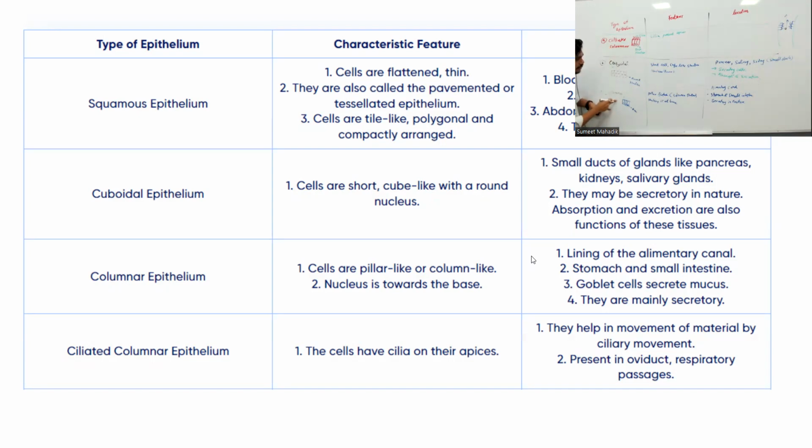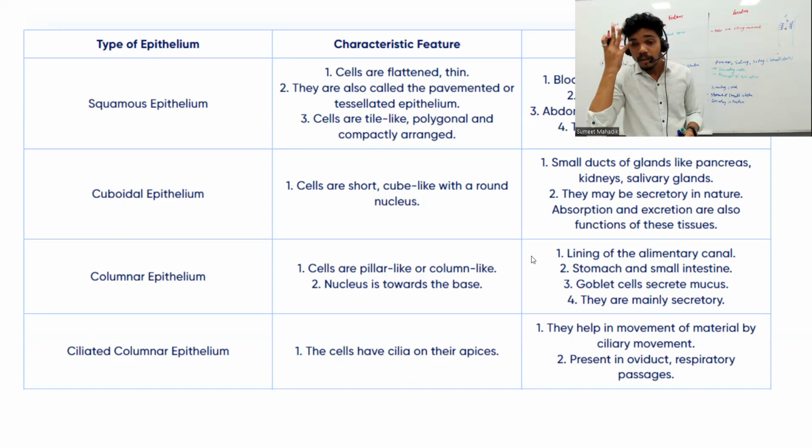See, columnar cells are the ones that are secretory. But once they get a hair-like projection like cilia, they are called ciliated columnar now. Are you getting my point? So they help in the movement of material by ciliary movement. Upward movement is happening.